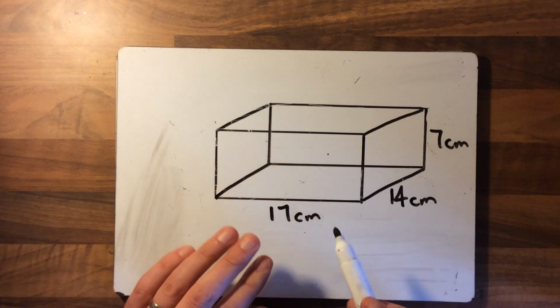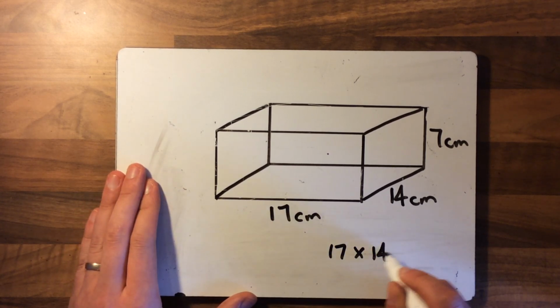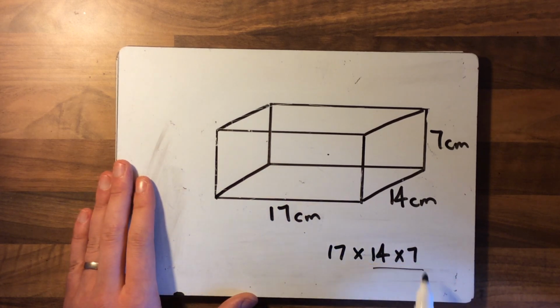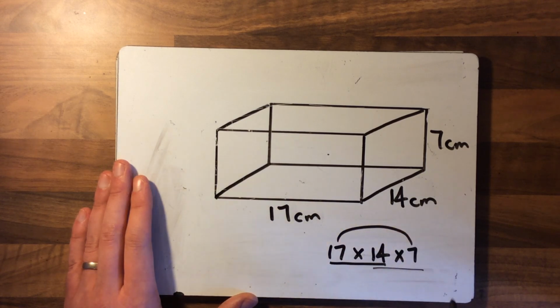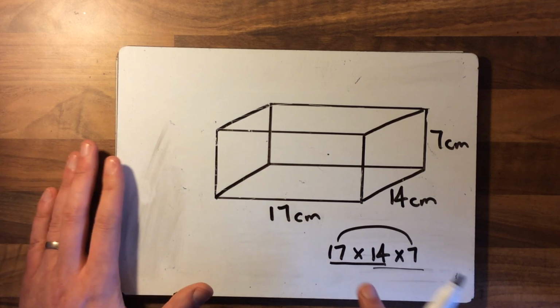Okay, so we need to multiply 17 by 14 by 7. Remember, it doesn't matter which order you do them. You could multiply these two together first, or you could multiply these two together, or you could multiply these two together. It doesn't matter as long as all three numbers get multiplied together.